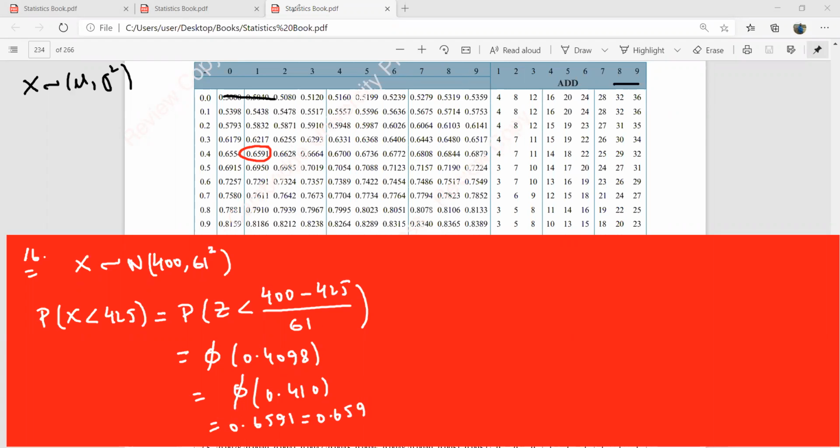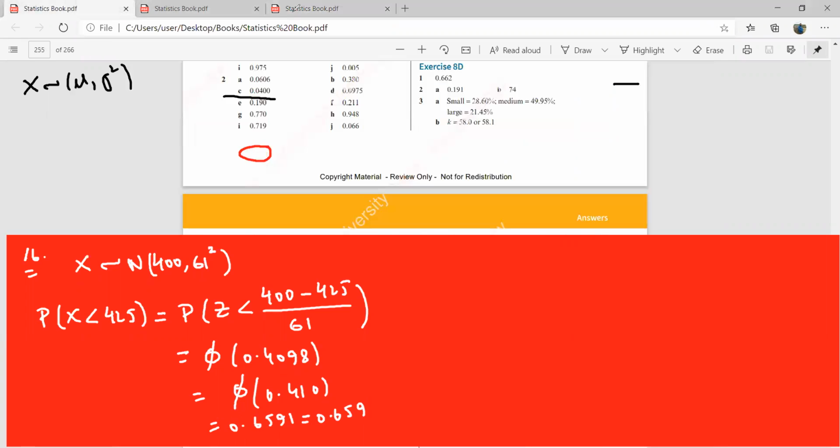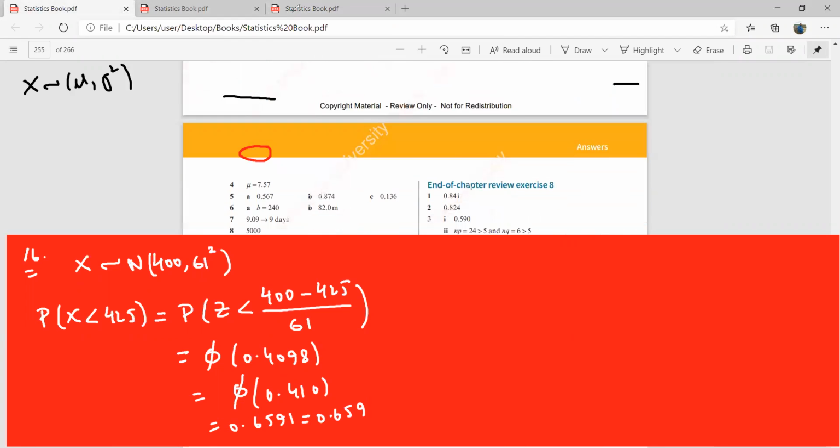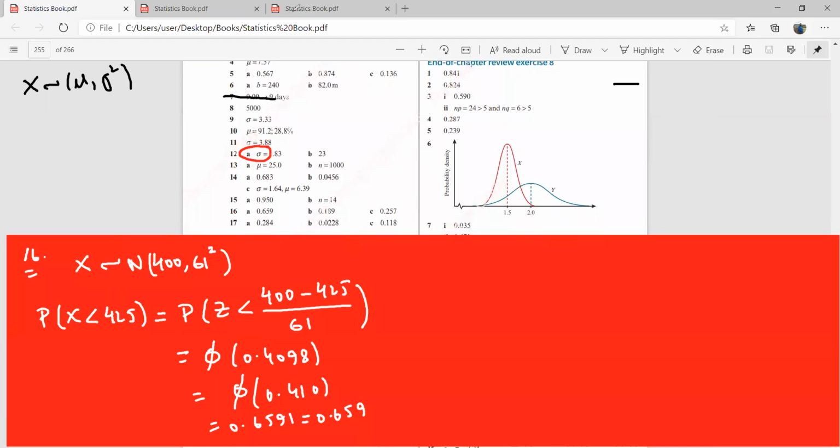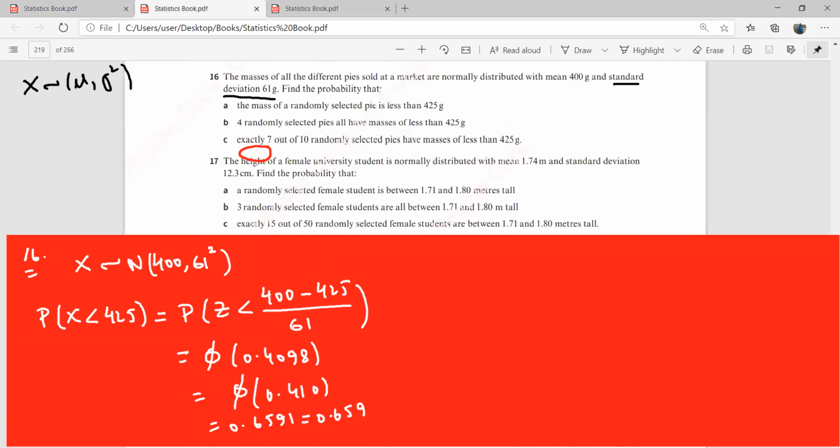Let's check the answer quickly because I have the answers here. That was question number 16. Yeah, this is 0.659. We have it here, so the answer is matching. And now we go to the next parts. Now it says in the B part, 4 randomly selected pies all have masses of less than 425 grams. Now, any idea how to do this? There is a 0.659 raised to power 4.